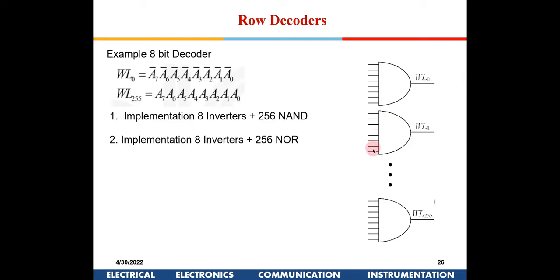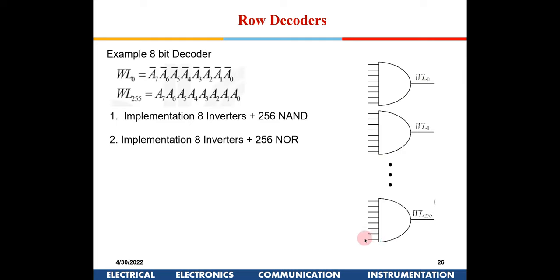So for example, for W0, I give A0 bar, A1 bar, A2 bar, A3 bar, A4 bar, A5 bar, A6 bar and A7 bar. So if I give all the bar signals, this line will go high. Similarly, for 1111, I give A0, A1, A2, A3, A4, A5, A6, A7, all ones out here. So this word line will get selected. So, 256 gates, and all of them will be 8 input gates.